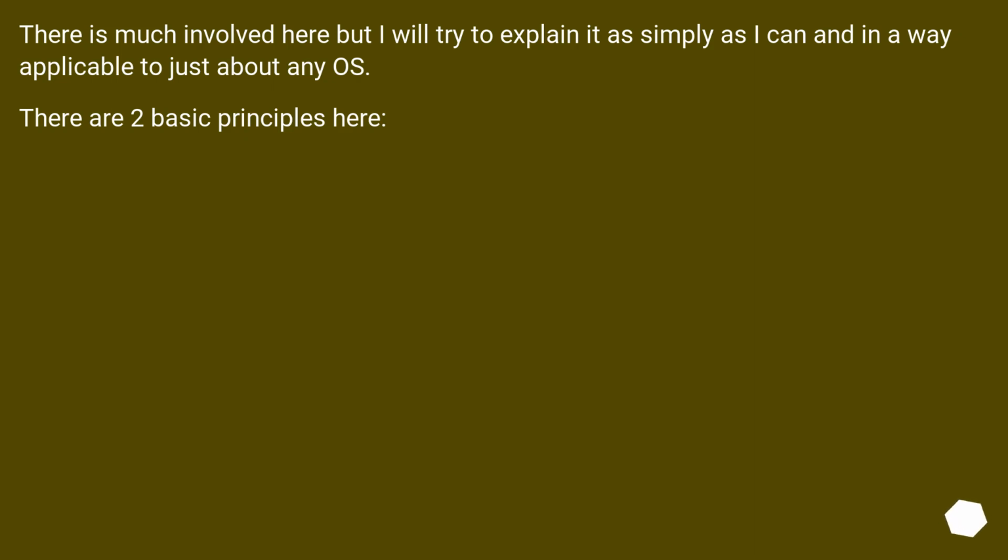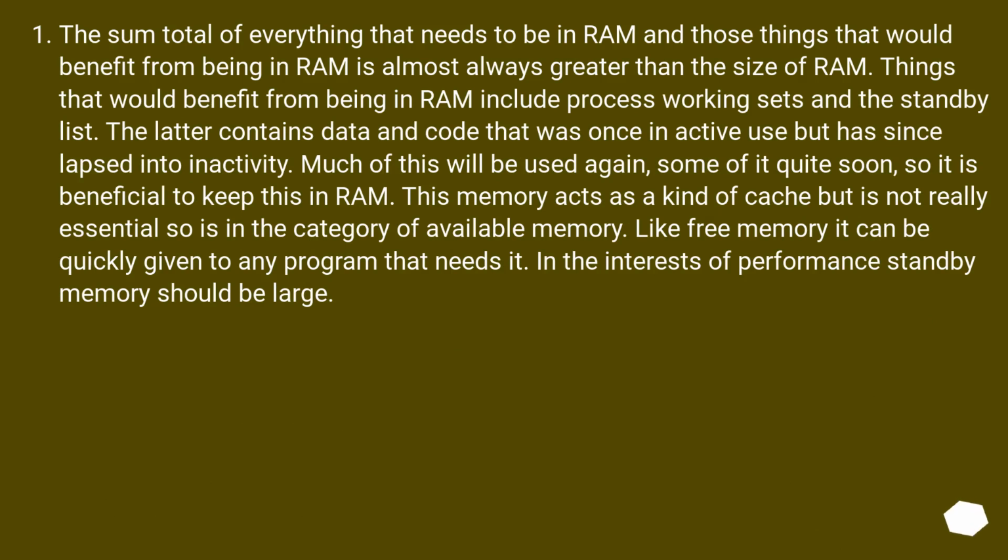There is much involved here, but I will try to explain it as simply as I can and in a way applicable to just about any OS. There are two basic principles here. The sum total of everything that needs to be in RAM, and those things that would benefit from being in RAM, is almost always greater than the size of RAM.